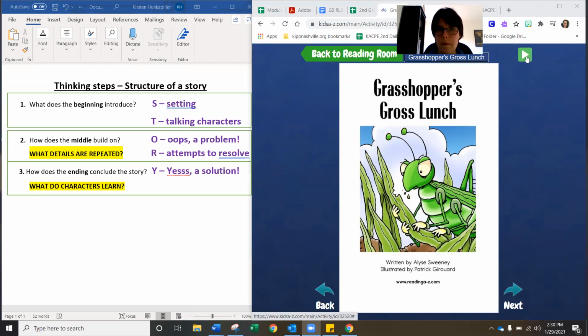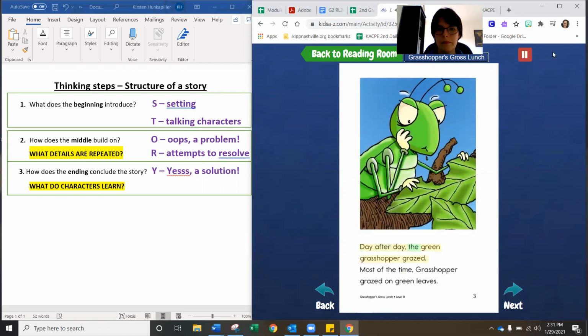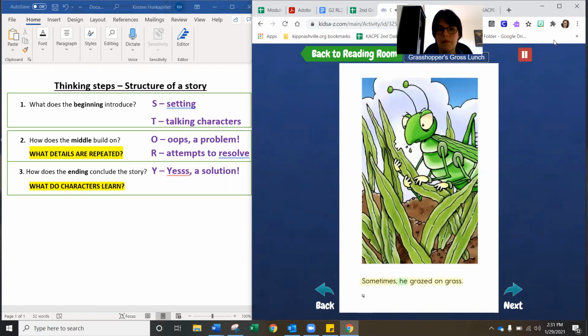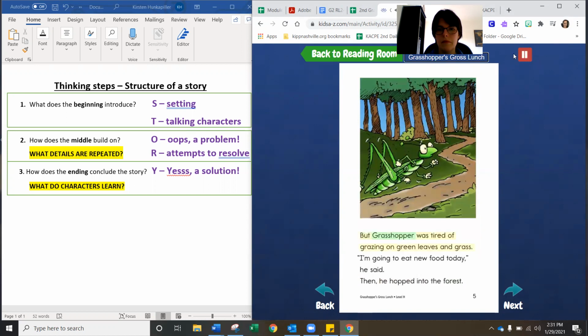Let's get started. Grasshopper's Gross Lunch, written by Elise Sweeney, illustrated by Patrick Girard. Day after day, the green grasshopper grazed. Most of the time, Grasshopper grazed on green leaves. Sometimes he grazed on grass. But Grasshopper was tired of grazing on green leaves and grass.